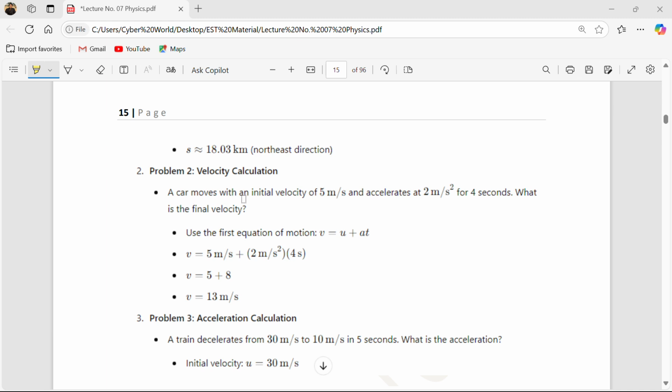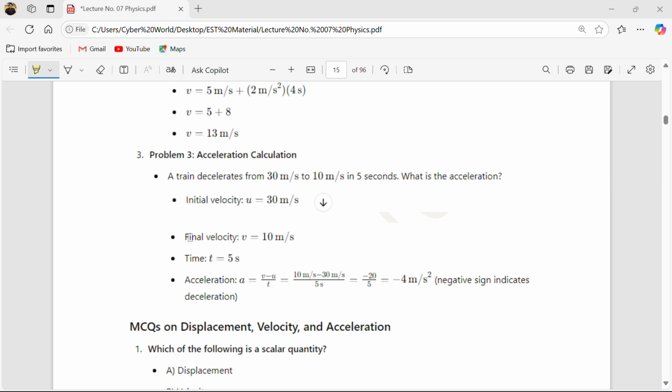A car moves with an initial velocity of 5 meters per second, and the acceleration is 2 meters per second square, for 4 seconds. Time is also given. What is the final velocity? So you have to use the first equation of motion: Vf equals Vi plus at. So putting in the values, you can easily get the final velocity.